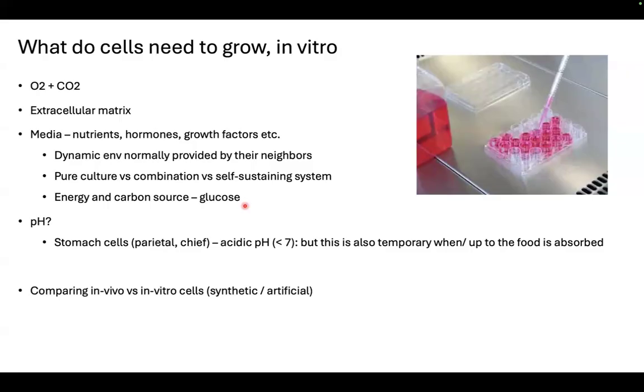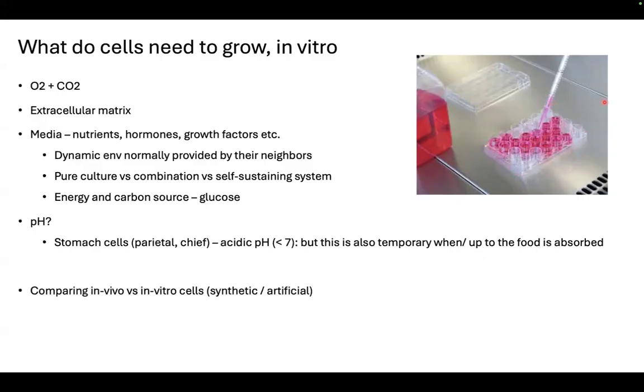So they need carbon, and that carbon source is glucose. Okay, C6H12O6, that's the formula for glucose. So that definitely is going to be there in all the media. And what this image here is showing you is an example of a culture plate.